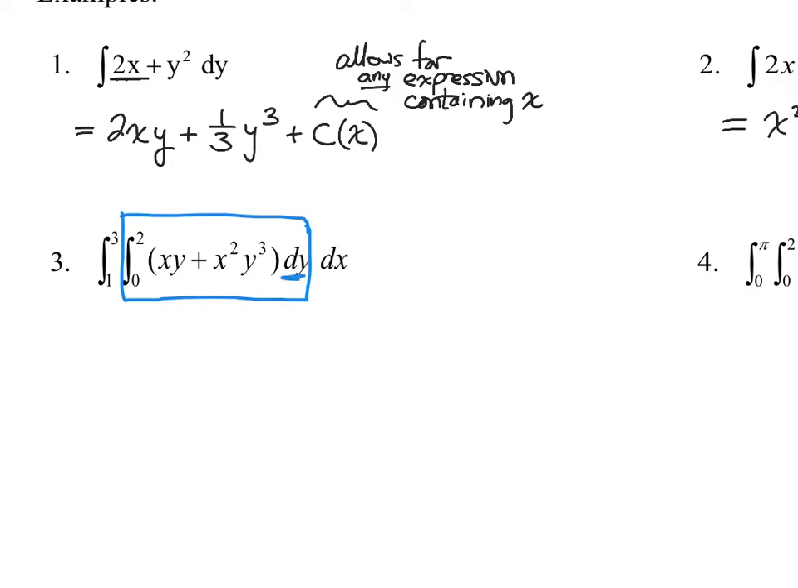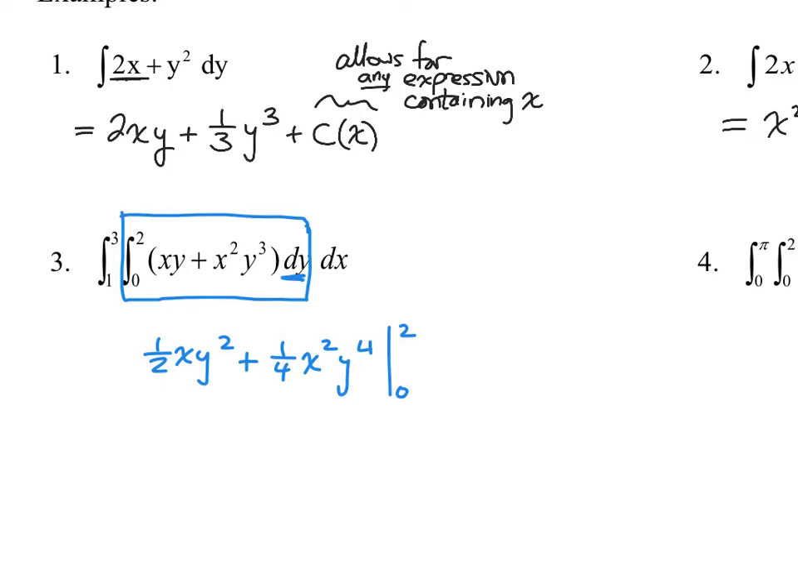With respect to y, we're looking at 1/2 xy squared plus 1/4 x squared y to the 4th happening over the interval of 0 to 2. I'm just increasing the exponent of y by 1. So y had a power of 1, increased it to 2, divided by the new exponent. Same deal for the other one. I'm working around the x's, so I'm not concerned with the x's.